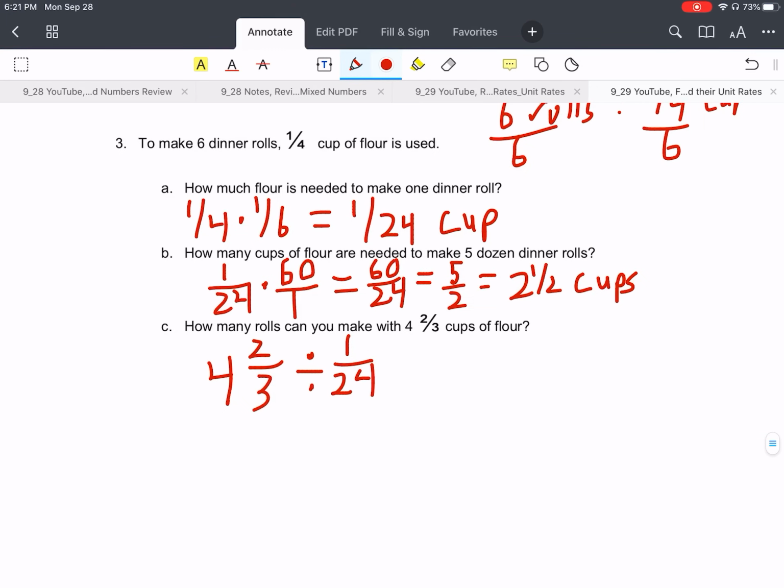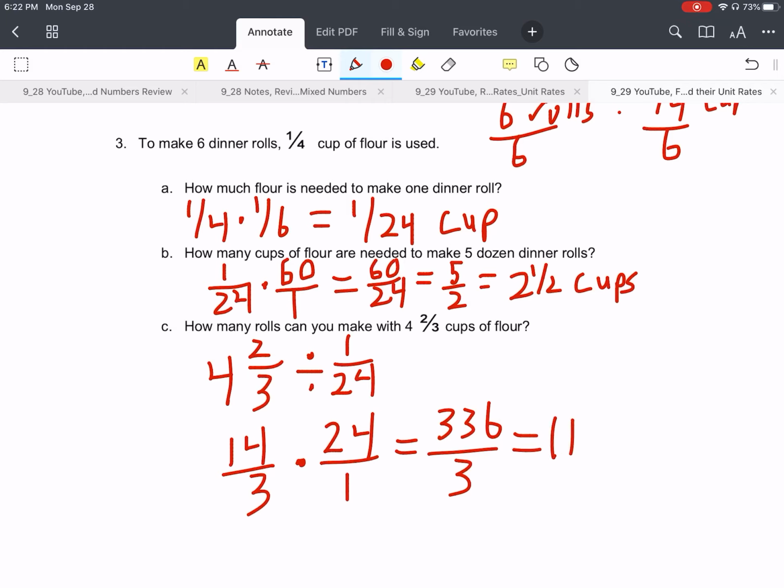So we are going to convert 4 2/3 into an improper fraction. That gives us 14/3. And we're going to flip the 1/24 to 24 over 1. 14 times 24, if you calculate that, should be 336 over 3. And that simplifies to 112 rolls.